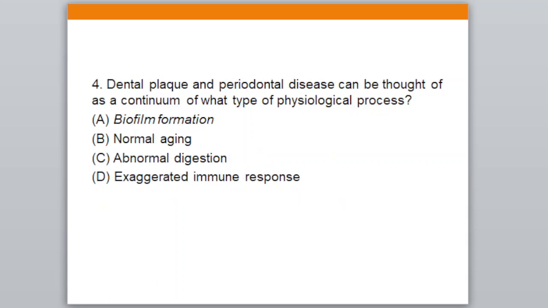Now question number 4. Dental plaque and periodontal disease can be thought of as a continuum of what type of physiological process? Your options are option A. Biofilm formation, option B. Normal aging, option C. Abnormal digestion and option D. Exaggerated immune response. So your correct answer is option A. Biofilm formation.